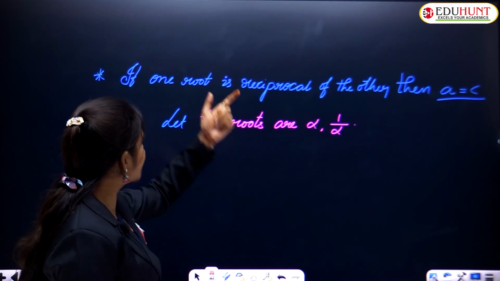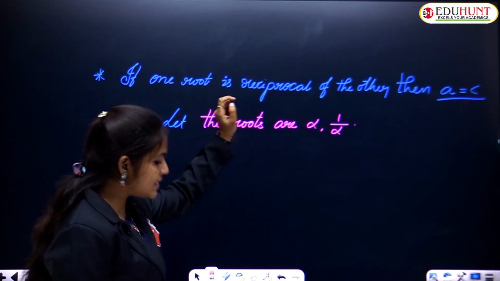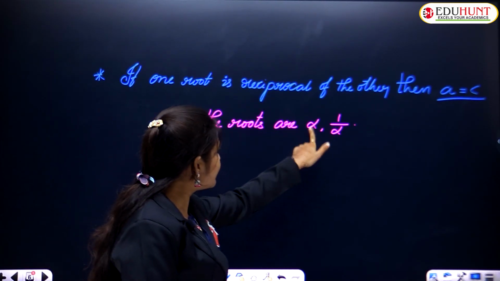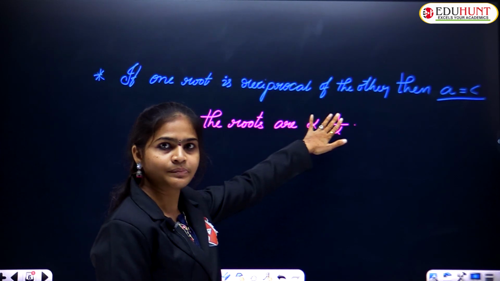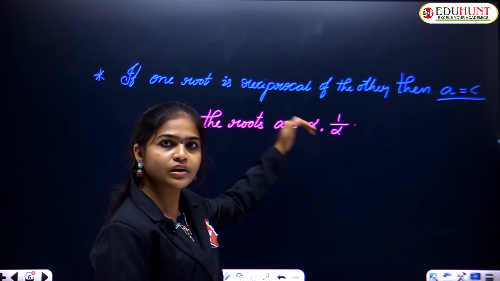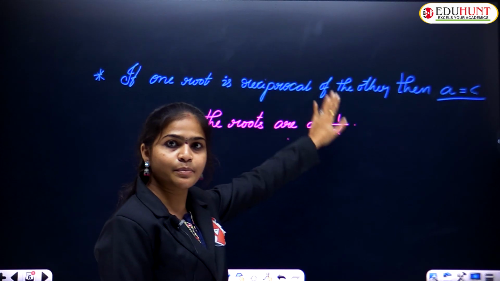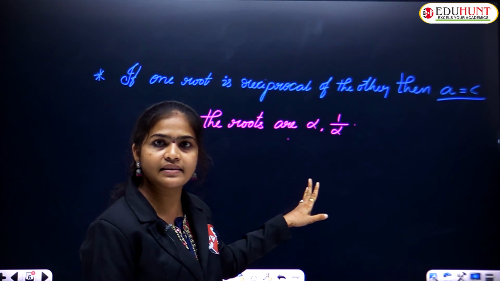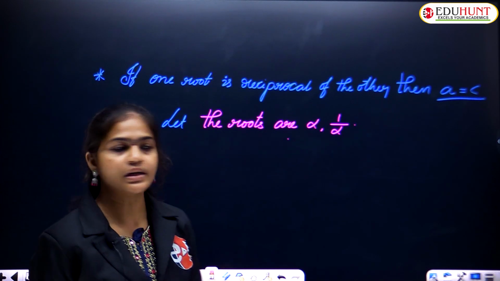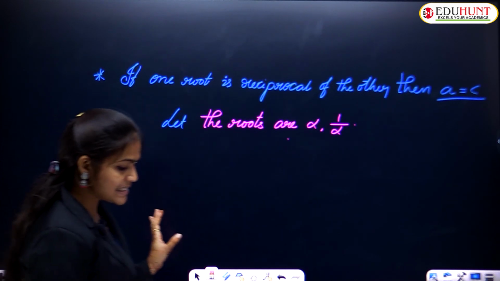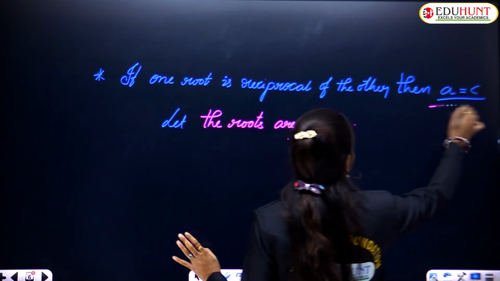See here, the meaning of that sentence: if one root is reciprocal of the other, which means these two roots are reciprocal to each other. 1 by alpha is the reciprocal of alpha and alpha is the reciprocal of 1 by alpha. So we can say that the roots are reciprocal to each other. In that case, the condition is A is equal to C.